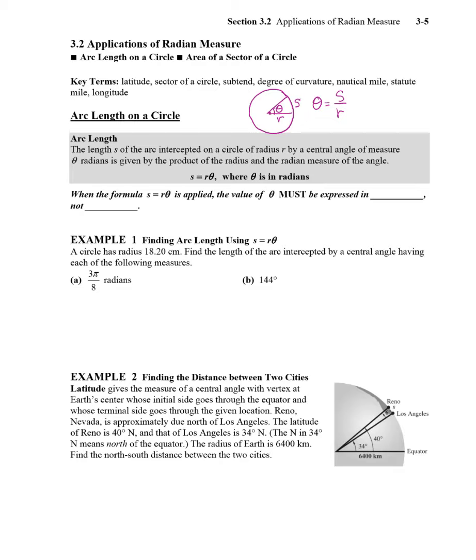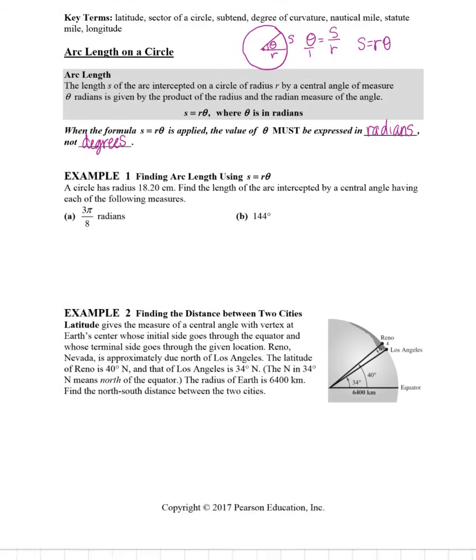Well, we can think of this as a proportion. We could just put theta over 1. And then if we solve this for s, we could cross multiply. So s times 1 is equal to s, and then r times theta on the other side. So we have s is equal to r theta. We're going to be using this equation in most of this section, 3.2. So s is equal to r theta as long as theta is in radians. So it has to be in radians and not degrees. So you'll be working on some problems with that formula.